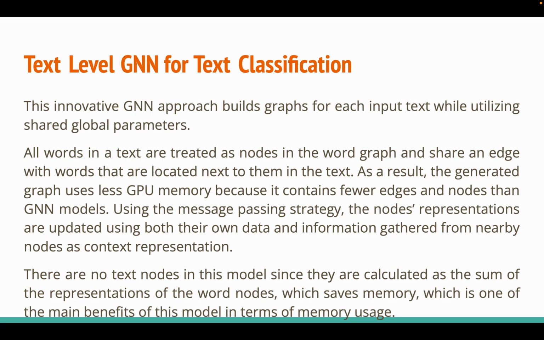The generated graph uses less GPU memory because it contains fewer edges and nodes than other GNN models. And there are no text nodes in the model since they are calculated as the sum of representations of the word nodes, which saves memory, which is one of the benefits of this model in terms of memory usage. And these models perform better than the text GCN models, and the main reason is the memory. It requires less GPU memory.